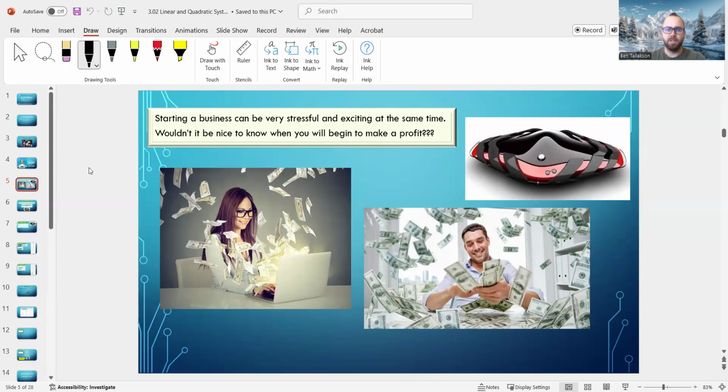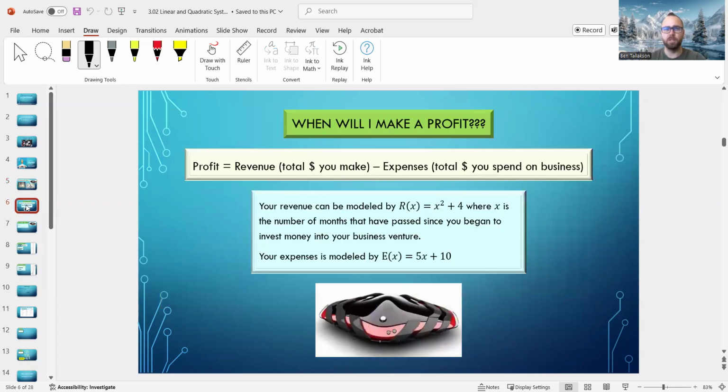And starting a business can be very stressful and exciting at the same time. So wouldn't it be nice to know when you'll begin to make profit? I would agree that it is. So we're going to figure that out. When will we make a profit? Okay, and profit is when your revenue exceeds your expenses.